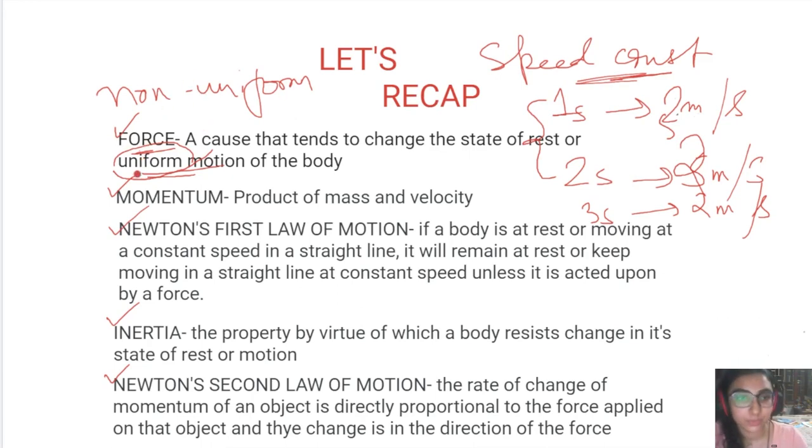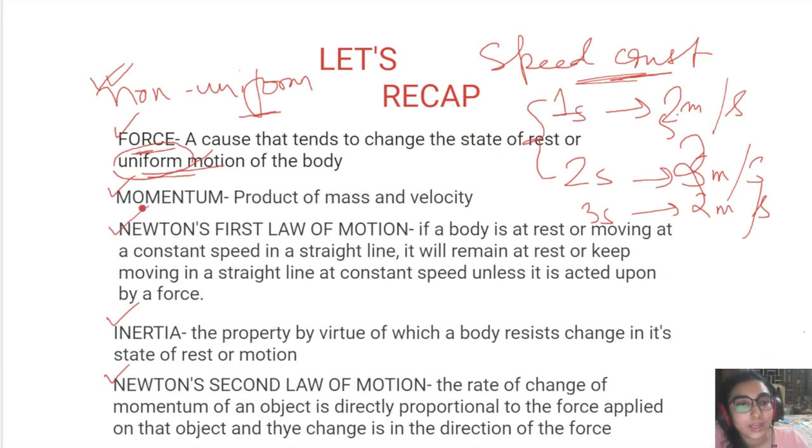As a result, force will always cause a change in the uniform motion of the body, because if it is already non-uniform, you know that some force had acted on the body previously, right? Like a force had previously changed the state of rest or motion of the body, because it made it non-uniform. So a force is a cause that changed the state of rest or uniform motion of the body.